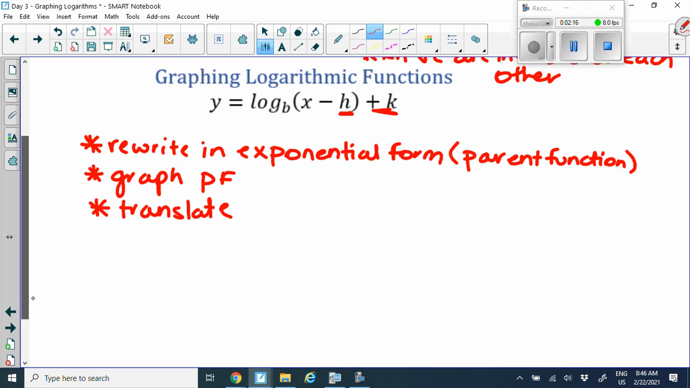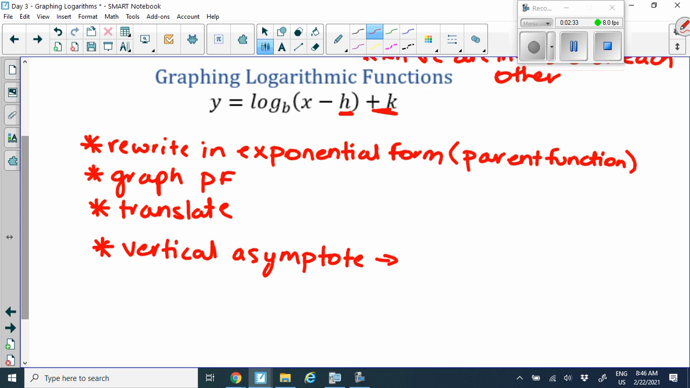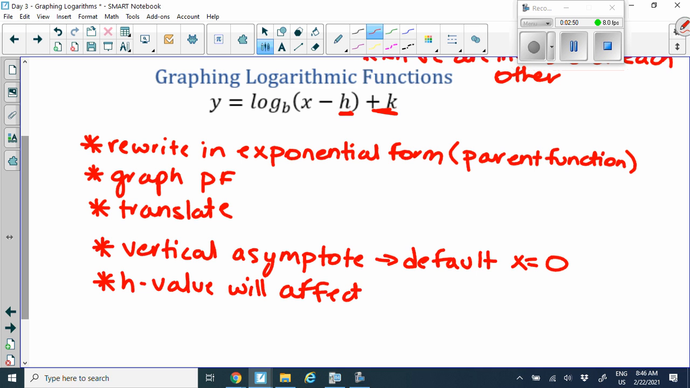Now another thing is, because we will be talking about domain and range and an asymptote, this also has an asymptote, but it's going to have a vertical asymptote. And the default is going to be x equals 0. Basically your h value will affect the asymptote. Okay, so you might want to pause the video to write this all down.